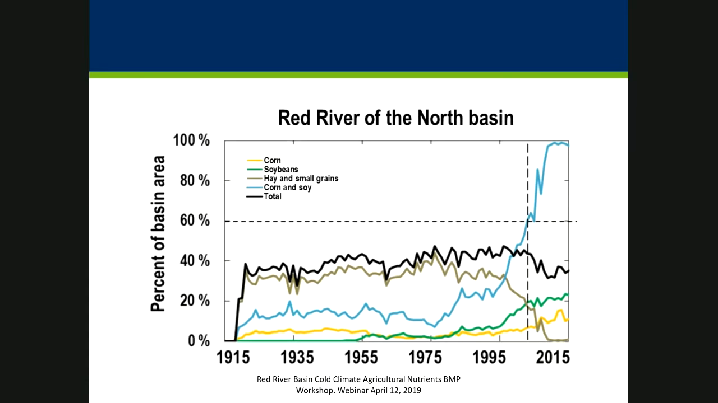And some of the items they point to as a driver of this is cropping patterns in the basin. The blue line here is corn and soybeans. The brown line is hay and small grains. And that is the biggest change, where we've seen a switch in cropping patterns. This black line is total acres in crop. That hasn't changed, and actually it's gone down a little bit. I'm not sure if that's ticked up since the 2015 period.